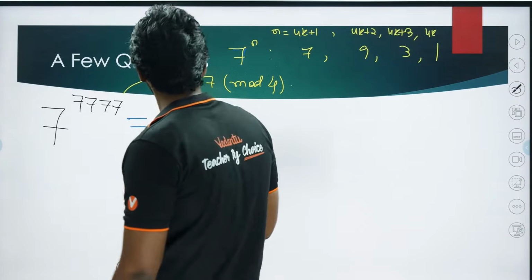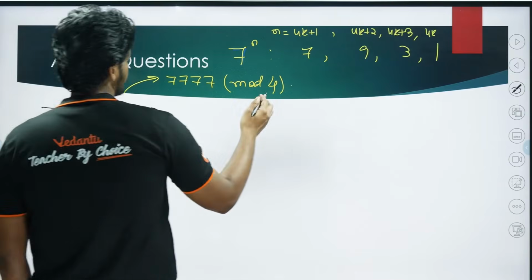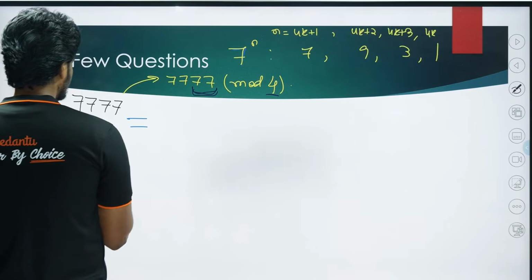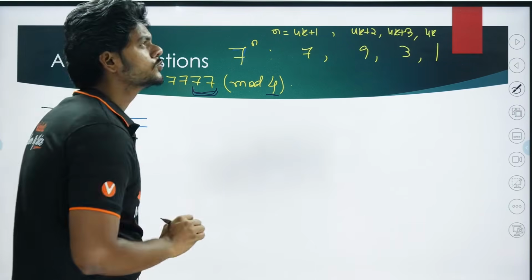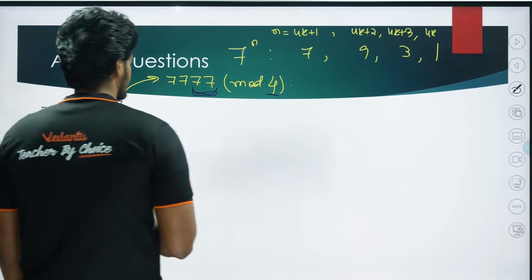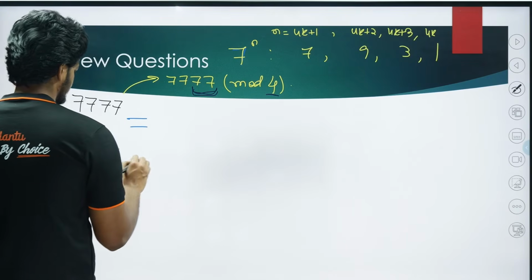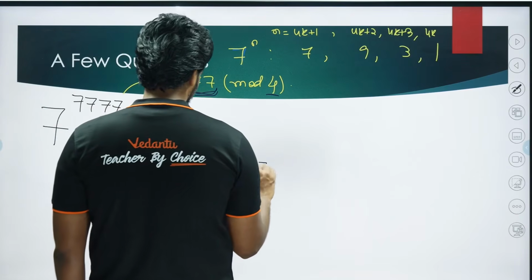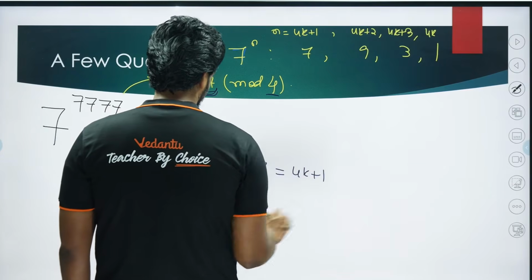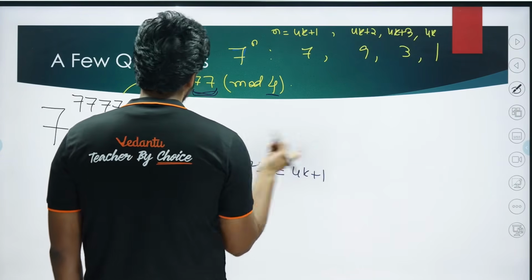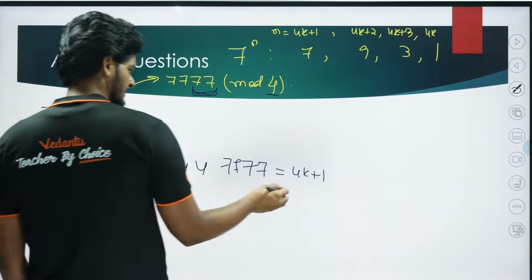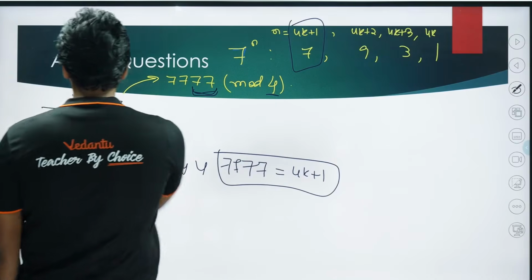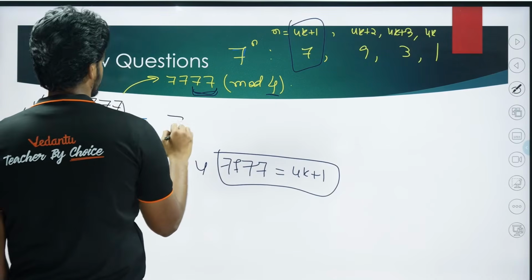Now, for any number, what is the divisibility rule of 4? We just have to look at the last 2 digits. So 72 is divisible by 4. So of course 76 is divisible by 4. So 77 is simply 4k plus 1. So even if you put 4 sevens or any number of sevens, it will be 4k plus 1. So 4k plus 1 is this. So the unit digit of 7 power 7777 is simply 7.